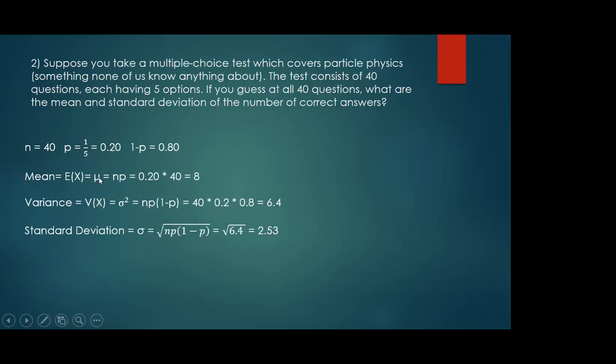We know that the mean, our expected value, is n times p. Since we know that our n is 40 and our p is 0.2, we get 8. So the mean is going to be 8. Then they also ask us to find the standard deviation. To find the standard deviation, we have to find the variance, which is n times p times 1 minus p, which is 40 times 0.2 times 0.8, which is 6.4. To find the standard deviation, all you have to do is find the square root of your variance, 6.4, which is equal to 2.53.